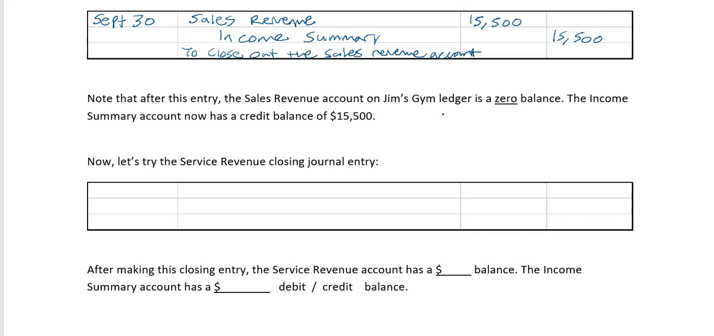$15,500. So our next step here is to close our service revenue account. So we're going to do that down here. Once again, start by writing the date, then debiting the service revenue account for the full amount that currently sits in the account, $19,500.